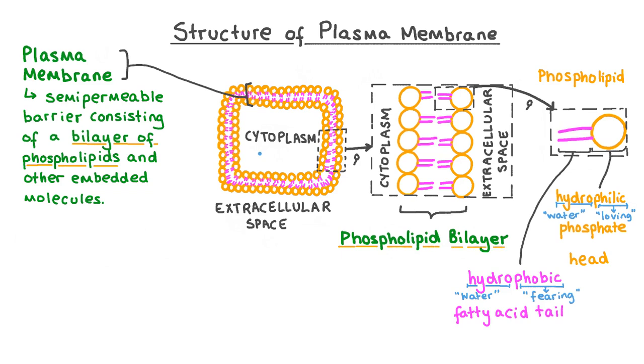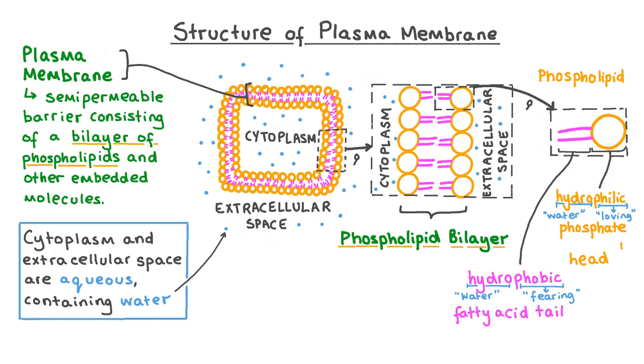Both the cytoplasm and the extracellular space are filled with water molecules and salt, forming an aqueous environment called plasma, hence why it's called the plasma membrane. As the hydrophilic phosphate heads are attracted to water molecules, they arrange themselves pointing outwards towards both the extracellular space and the water molecules in the cytoplasm. As the fatty acid tails are repelled by the water molecules, they orient themselves facing inwards towards each other and away from the cytoplasm and extracellular space.